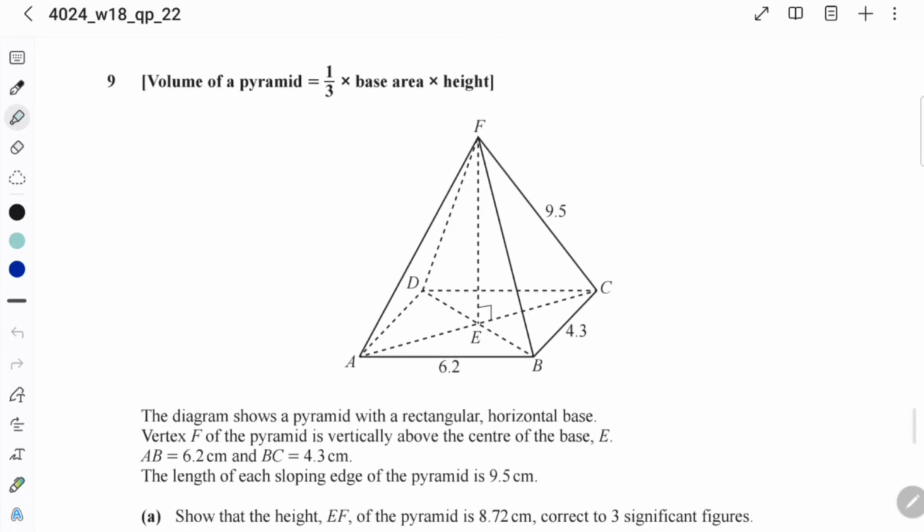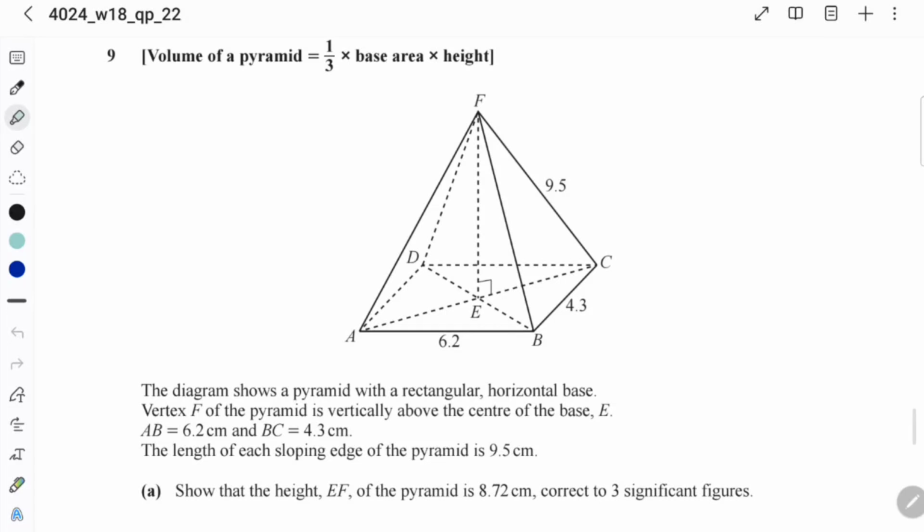Now the next question is 4024, October November 2018, question paper 2-2, and this is question number 9 in the paper. Volume of the pyramid is 1/3 of the base area multiplied by height. You know, mensuration, trigonometry, similar triangles, and these types of questions are linked together. So I took this question. It is also a 3D trigonometry question with mensuration.